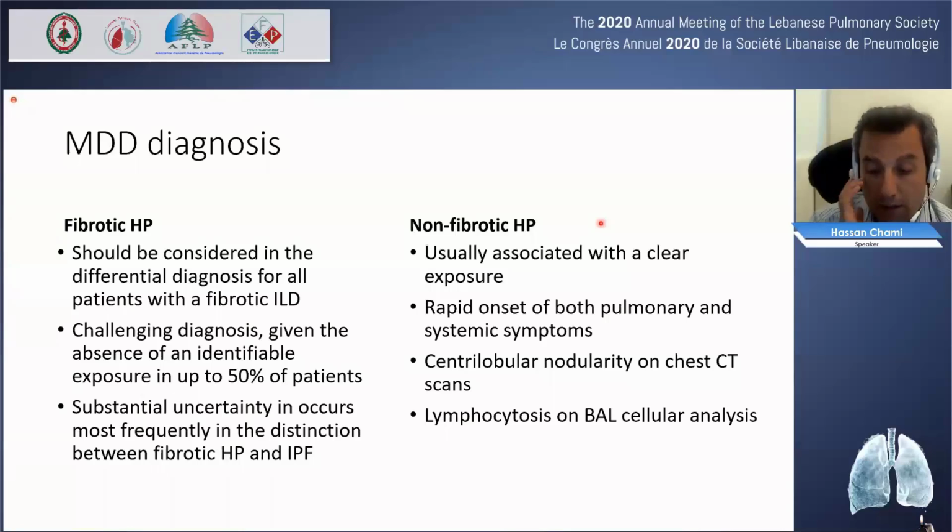And when you look at, even when you compare expert MDD, there's quite a bit of variability in the diagnosis of HP from one center to the other, even if you present the same findings to them.